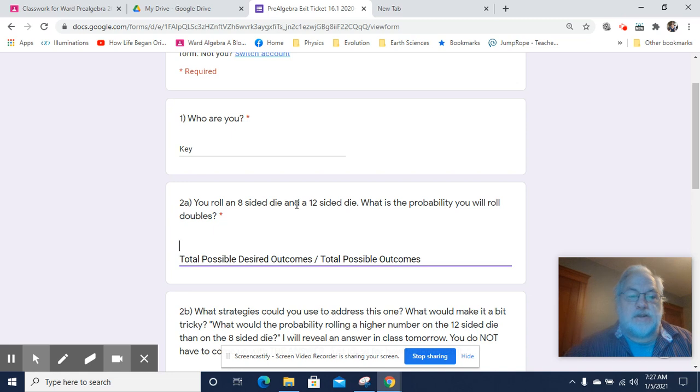Well, there are actually only going to be 8 possible doubles: a 1 and a 1, a 2 and a 2, a 3 and a 3, a 4 and a 4, a 5 and a 5, a 6 and a 6, a 7 and a 7, and an 8 and an 8. Those are the only ways you can get doubles, because if you get a 9, 10, 11, or a 12 on the 12-sided, you ain't getting a double. But there are still 8 times 12 possible outcomes.